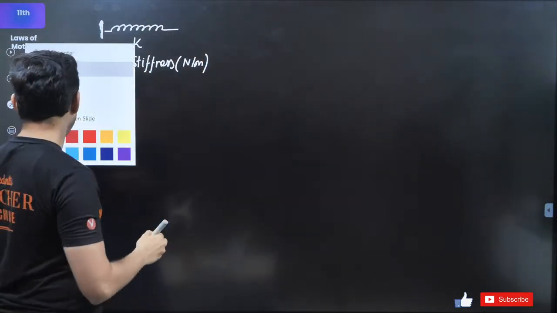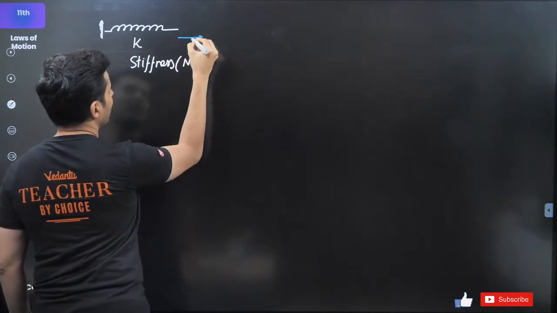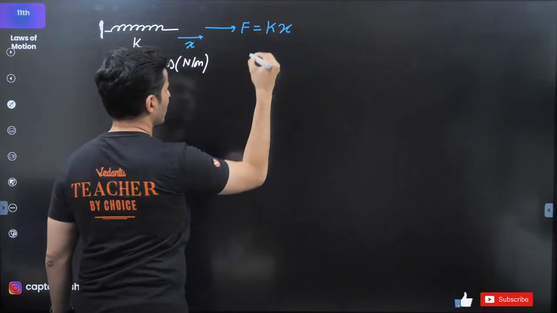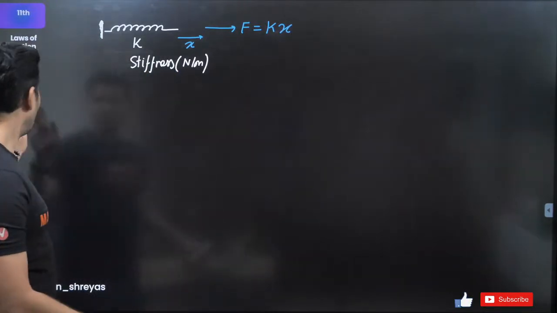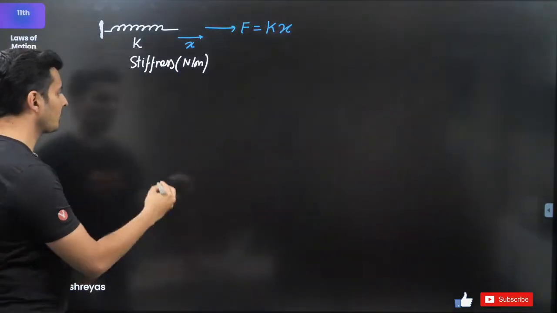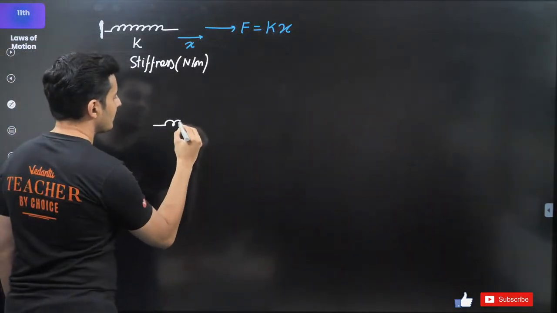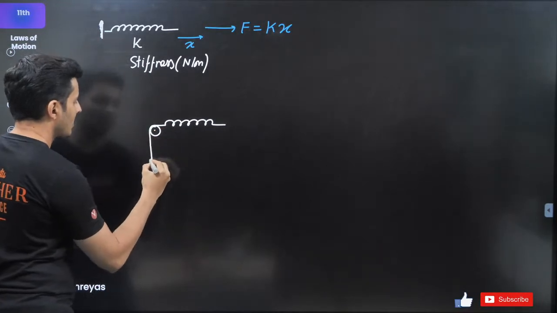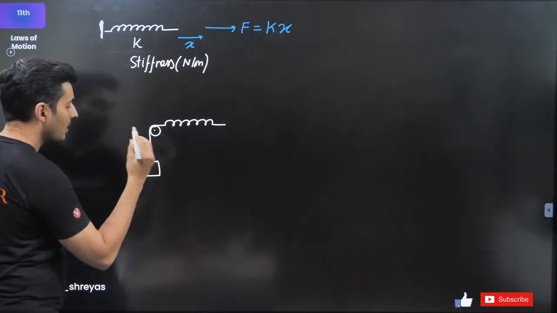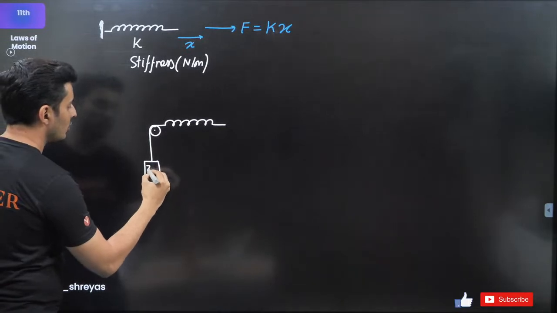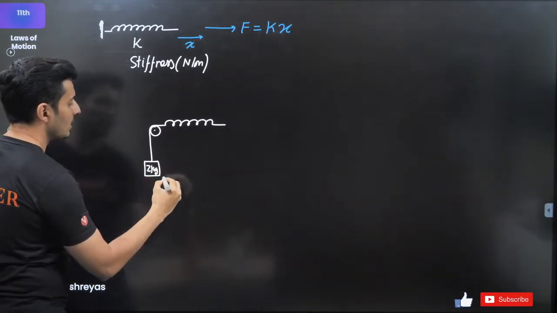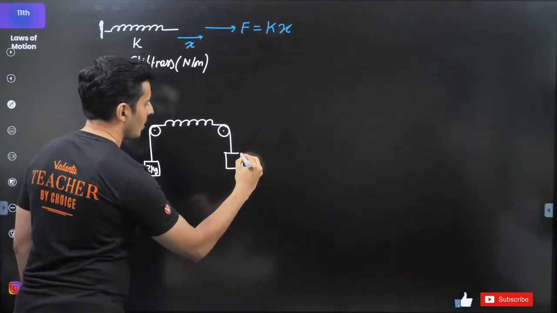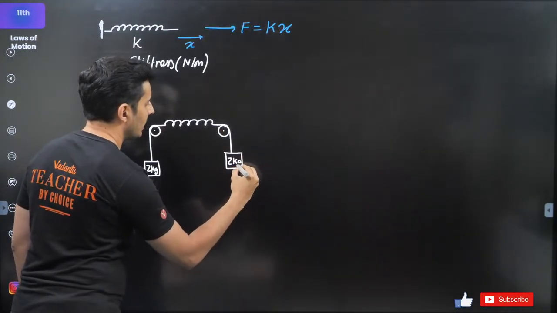Cool? And we all know to stretch the spring by a small amount x, you need to apply a force which is equal to K times x. Great. Now just imagine this. I give you a question this way. There is a spring over here. All right. There is a pulley over here. And there is, let's say, a mass of 2 kg. This is 2 kg. And there is again a pulley over here. And again there is a mass of, let's say, 2 kg.